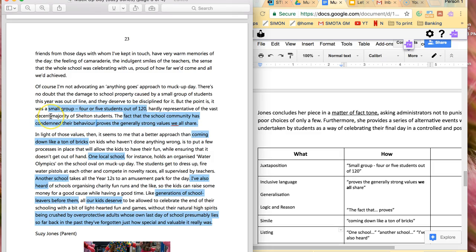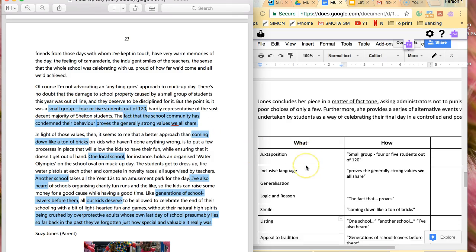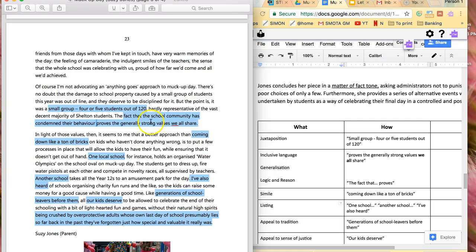And when she says decent, she is making that emotional appeal for us to see reason and to be fair and just to those majority 120 students who really didn't do anything wrong and shouldn't be punished. Okay? Then we've also got inclusive language. She says the fact that the school community has condemned the behaviour proves the generally strong values we all share. So inclusive means we feel like we're part of this, and we should feel proud of our school community for the steps that it has taken in response to this issue.